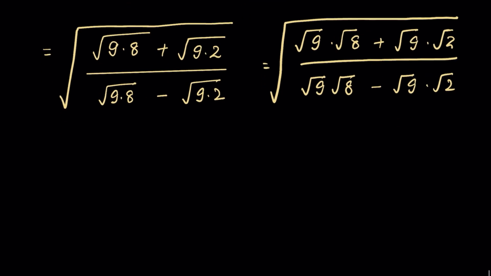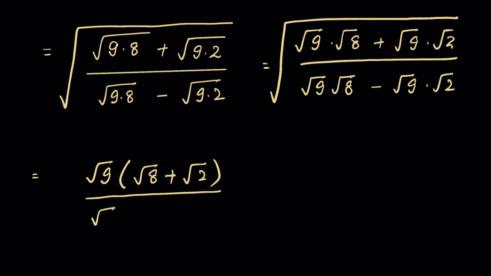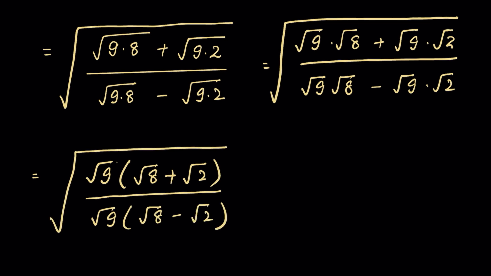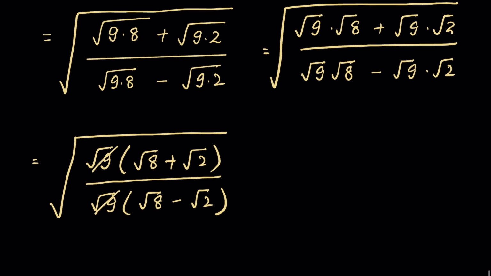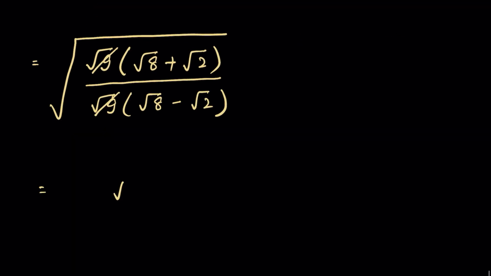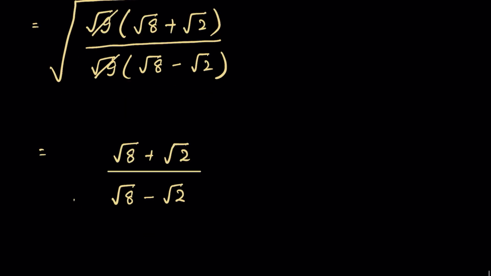Now square root of 9 we can take common in both denominator and numerator. So square root of 9 times (square root of 8 plus square root of 2) upon square root of 9 times (square root of 8 minus square root of 2), under square root. Now square root of 9 is the common factor, so we can cancel it. Now we have square root of 8 plus square root of 2 upon square root of 8 minus square root of 2, under square root.